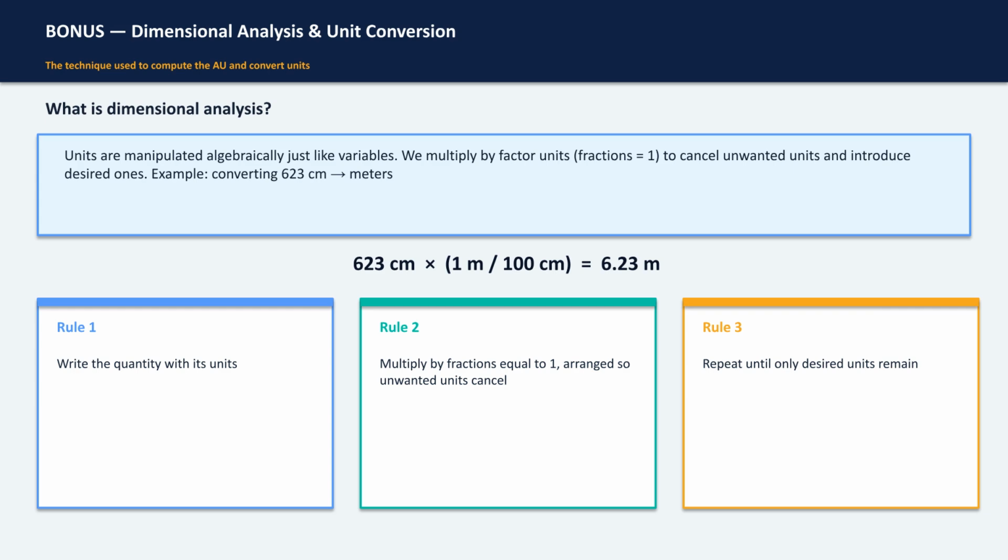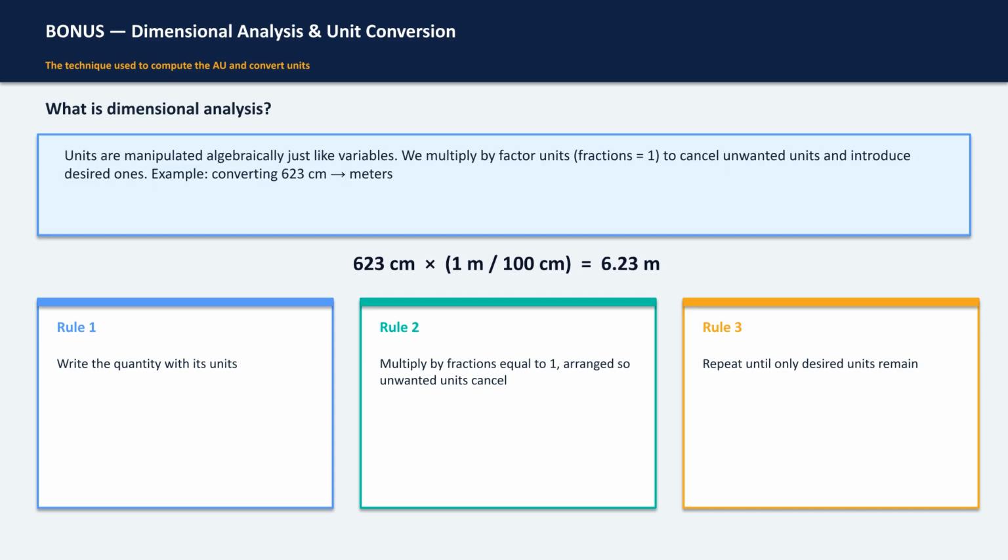Before we wrap up, let's quickly touch on dimensional analysis, because it's a technique that comes up throughout this chapter. The idea is simple. Units behave like algebraic variables. You can multiply, divide, and cancel them just like you would with letters in an equation. For example, if we want to convert 623 centimeters into meters, we multiply by the fraction 1 meter over 100 centimeters. The centimeters cancel, and we're left with 6.23 meters. The fraction we multiplied by equals exactly 1, so the value didn't change, only the units did. This is called a factor unit.